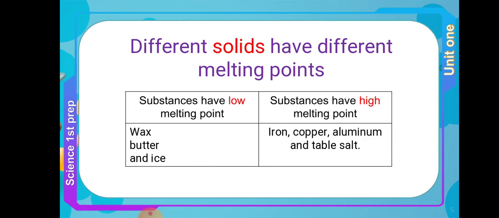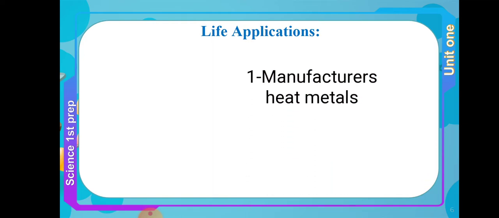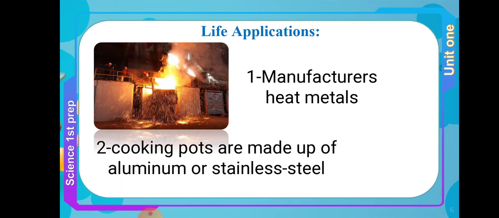Substances that have a low melting point are such as wax, butter and ice. Substances that have a high melting point are such as iron, copper, aluminum and table salt. Let's study life applications on melting point. Cooking pots are made of aluminum or stainless steel. Aluminum and stainless steel have a high melting point.